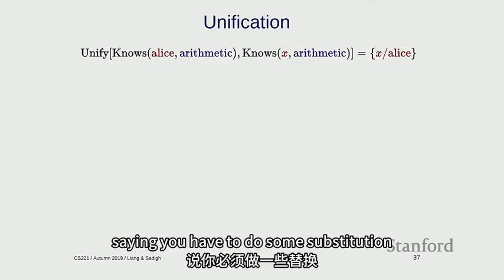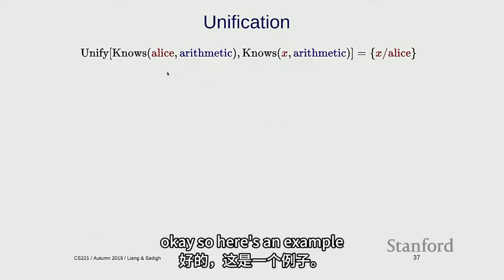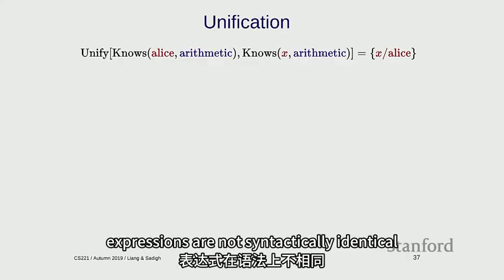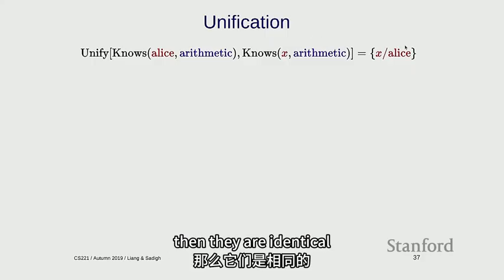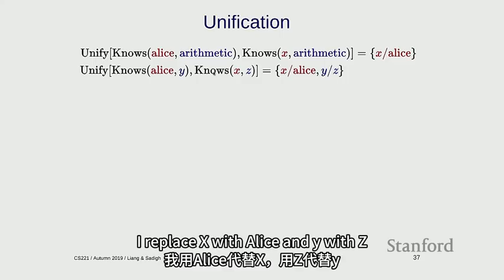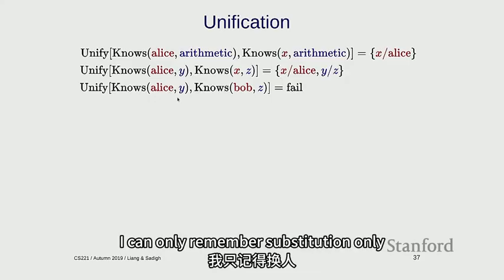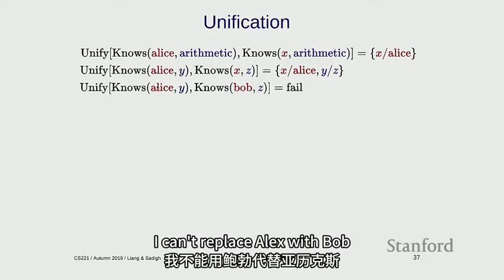And to make them the same, you have to do some substitution, so it returns what substitution it needed to do that. Okay, so here's an example. Knows(Alice, arithmetic), Knows(x, arithmetic). These expressions are not syntactically identical, but if I replace x with Alice, then they are identical. So that's what unification does. So what about this example? How do I make these two identical? I replace x with Alice and y with z. And what about this one? I can't do anything because, remember, substitution can only replace variables with other things. It can't replace constant symbols. So I can't replace Alice with Bob.